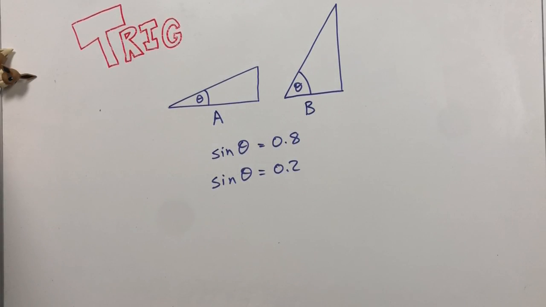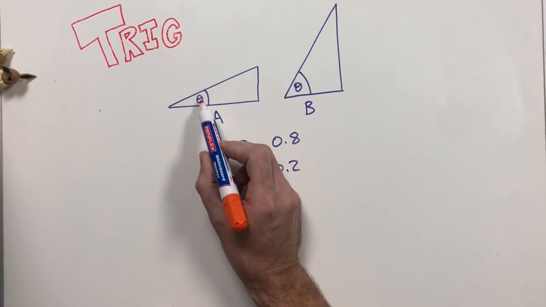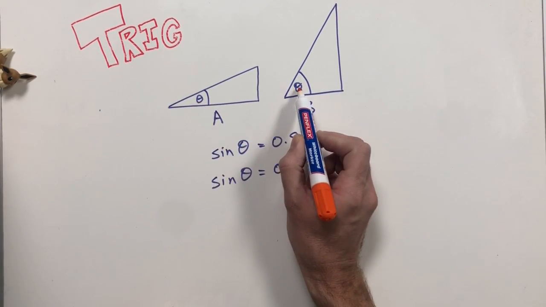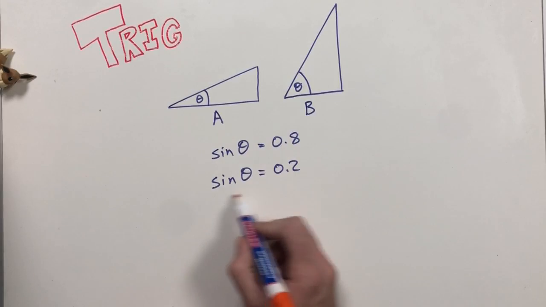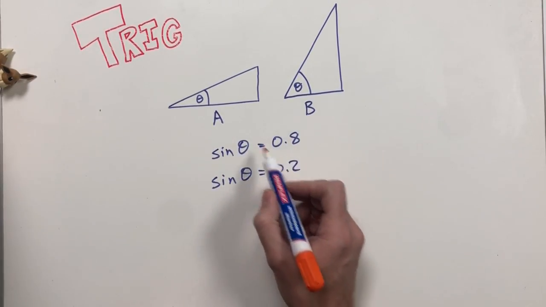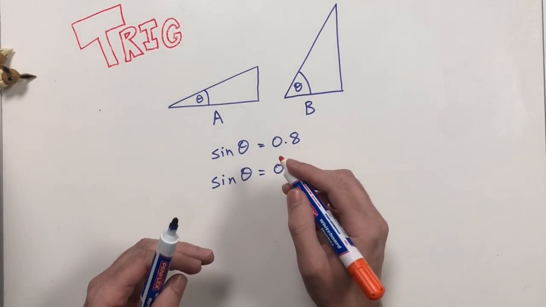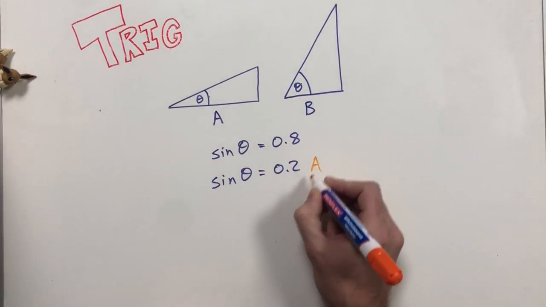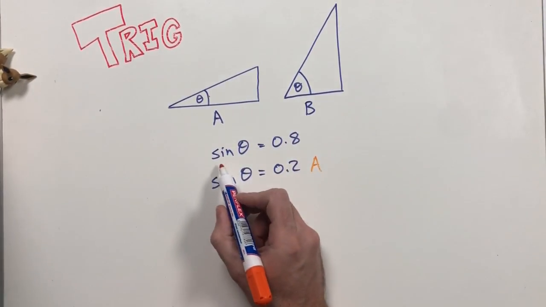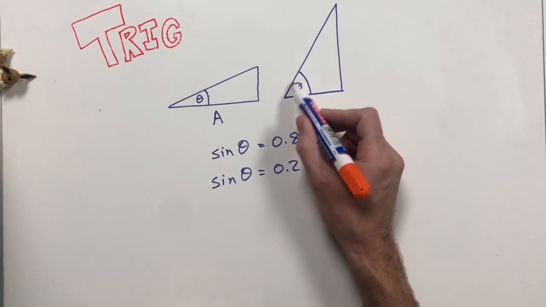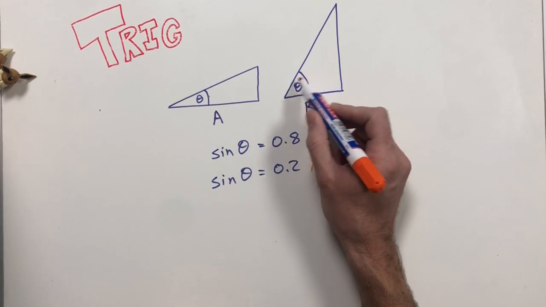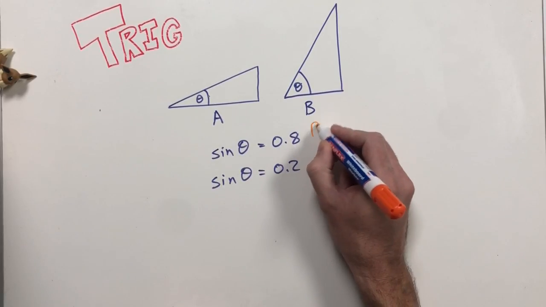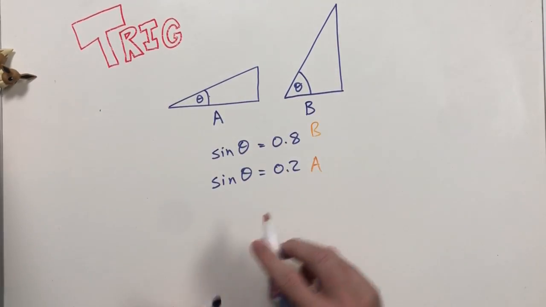So you should now know, if we had to write down which triangle goes with what, this triangle has a smaller angle than this one, so I would assume the sine value would be smaller. Again, you don't have to know the sine values. You just have to know that a small angle gives a small sine value. And this is obviously the bigger angle, so the sine value would be bigger. So these two would go together and those two go together.